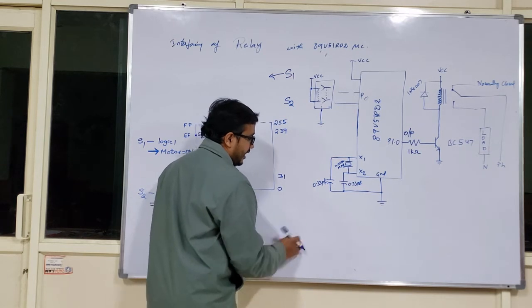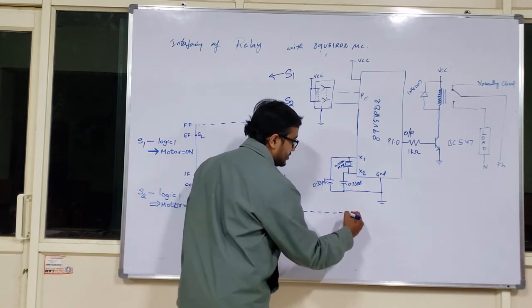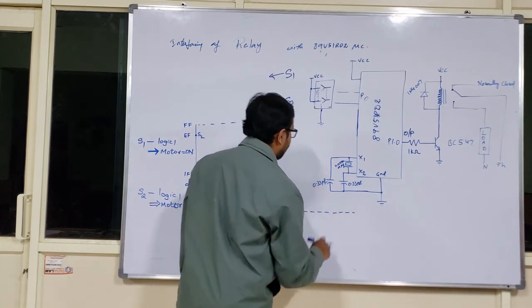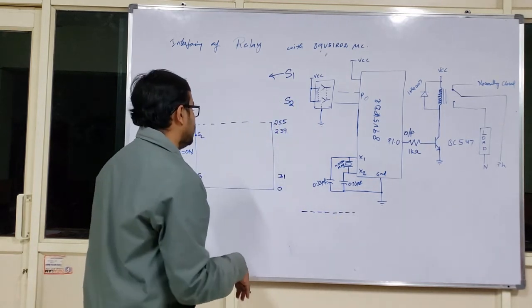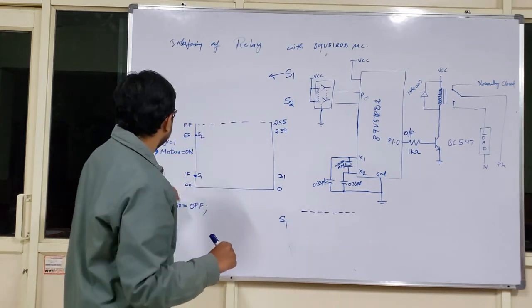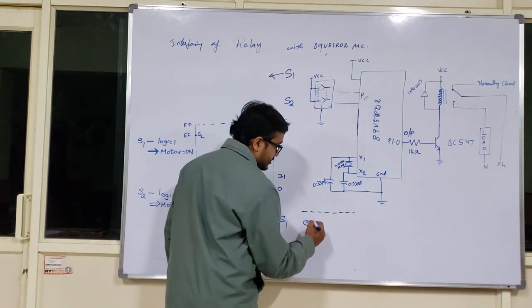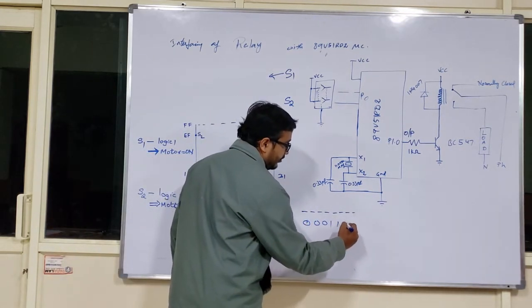Or simply, I would like to write them as dashes, 4 and 4. So during the S1 condition, what is the hexadecimal value of the S1 sensor? 1F. That is 0, 0, 0, 1 and 1, 1, 1, 1.